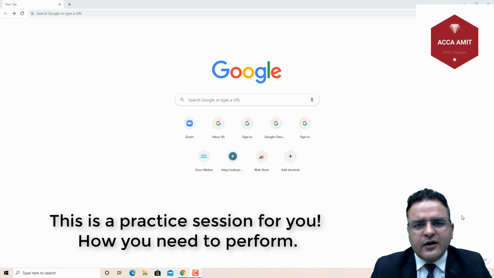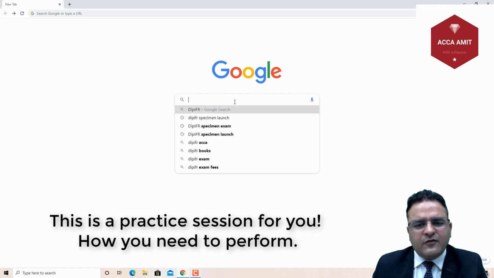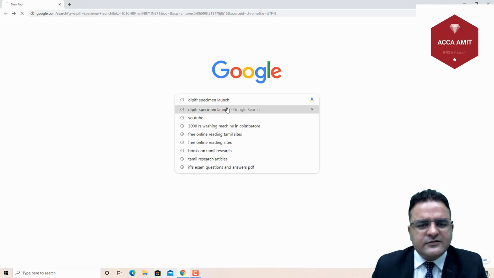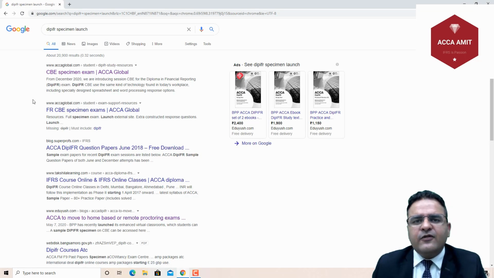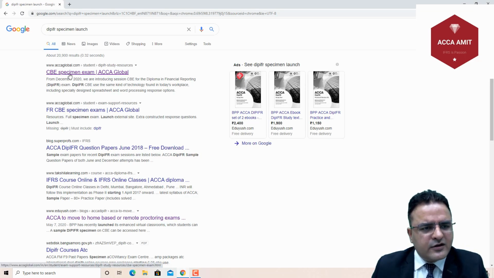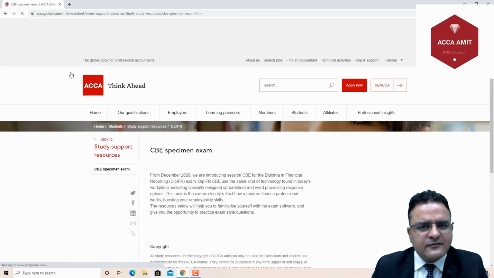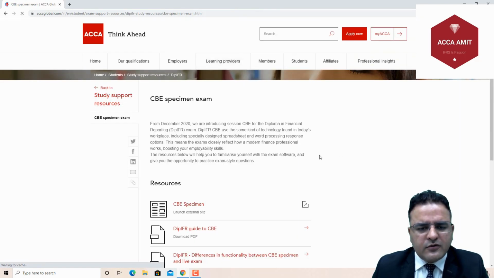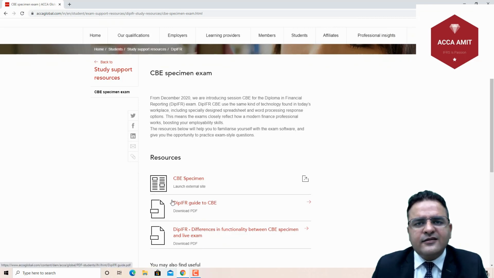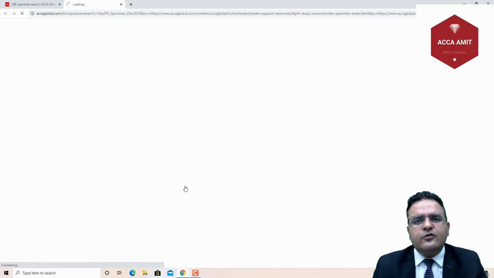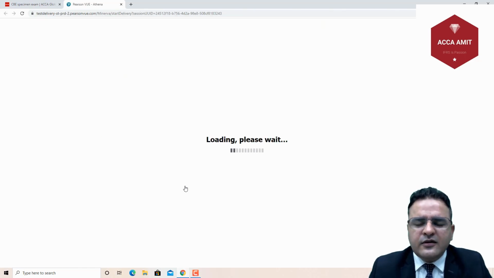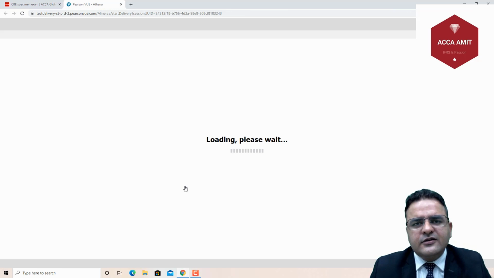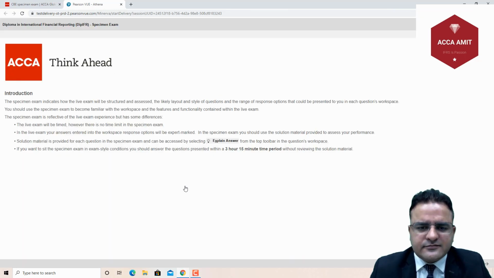So how to go about it, how you can practice the same. You simply need to go to Google and type DipIFR specimen exam. When you type that, you simply need to click on CBE specimen examination, which will take you to the CBE specimen external site. When you click on this external site, it will take you to the new examination window on the basis of which this new examination is to be conducted.